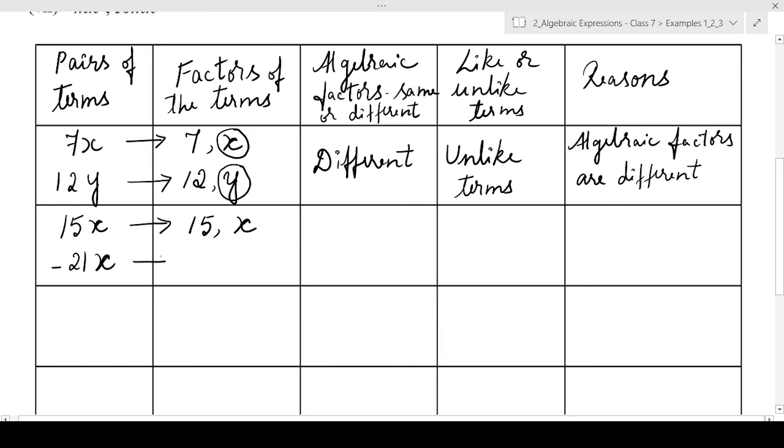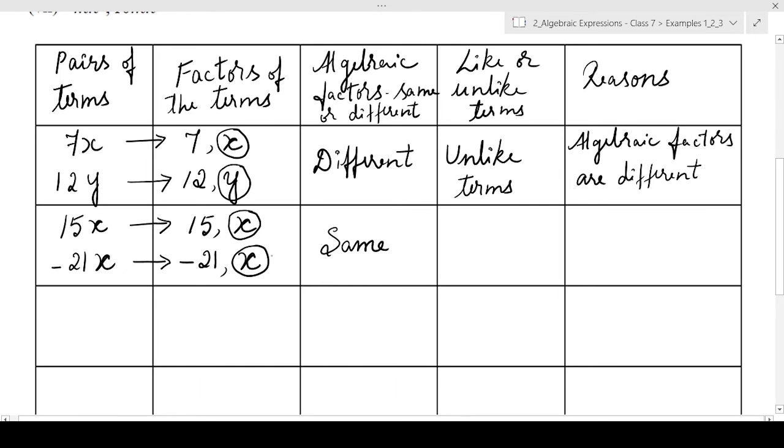What are the factors of the second term? Remember, we are supposed to consider the sign when we are writing the number. But when we are looking into whether it is like or unlike terms, we are not going to look into the sign, because sign is attached to the numerical factor and not the algebraic factors. So minus 21x, the factors are minus 21 and x. Can you tell me whether the algebraic factors are same or different? Both are x. As such, they are same.